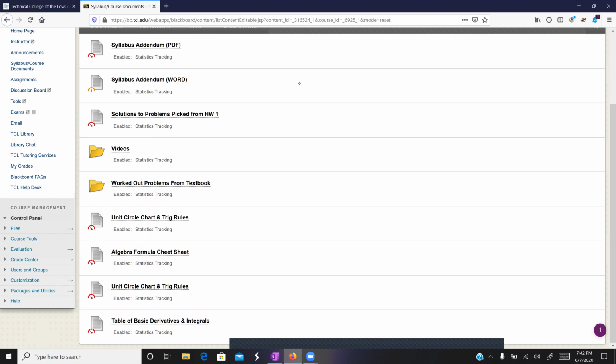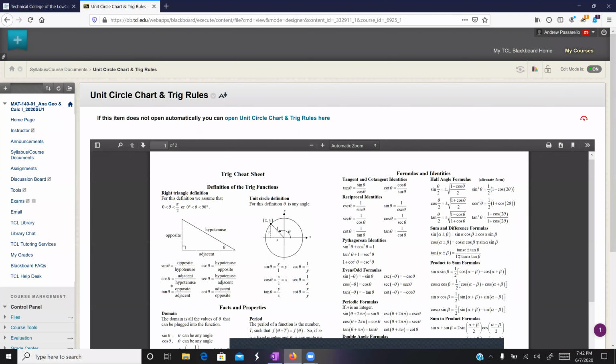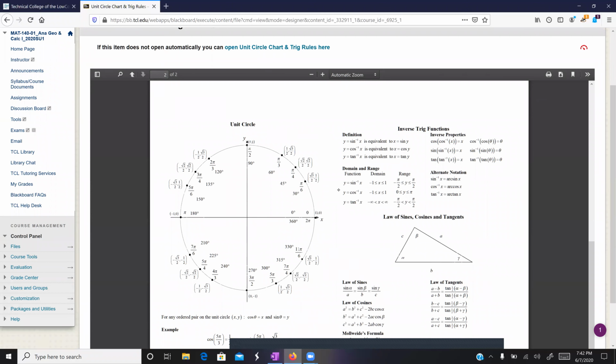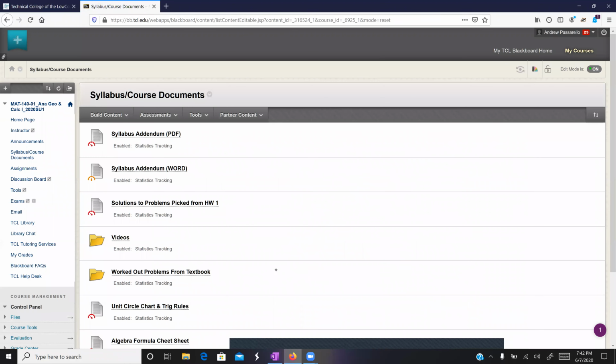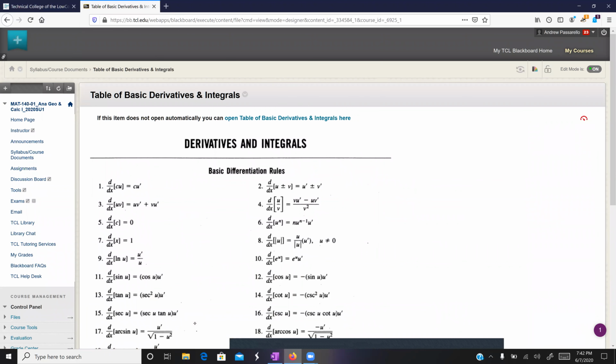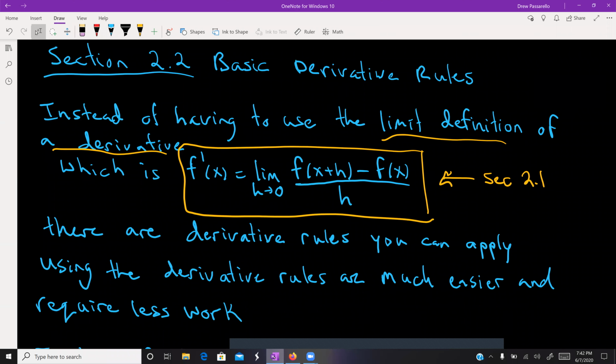Also, if you didn't notice, there's the unit circle trig rules, which is always helpful to reference. Looking at the unit circle, you can find different values for sine and cosine. So that's available. And I recommend that when you're going through the homework, you have this table open while you do the problems. This section just deals with some of the rules from that table.